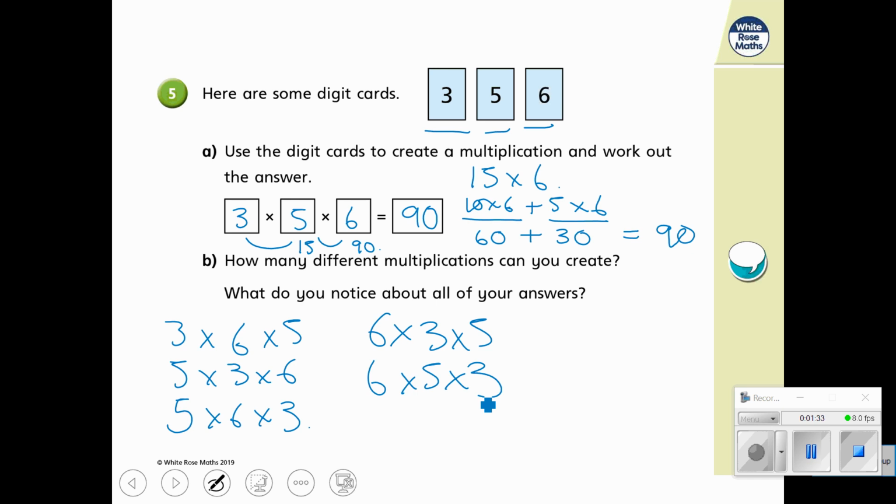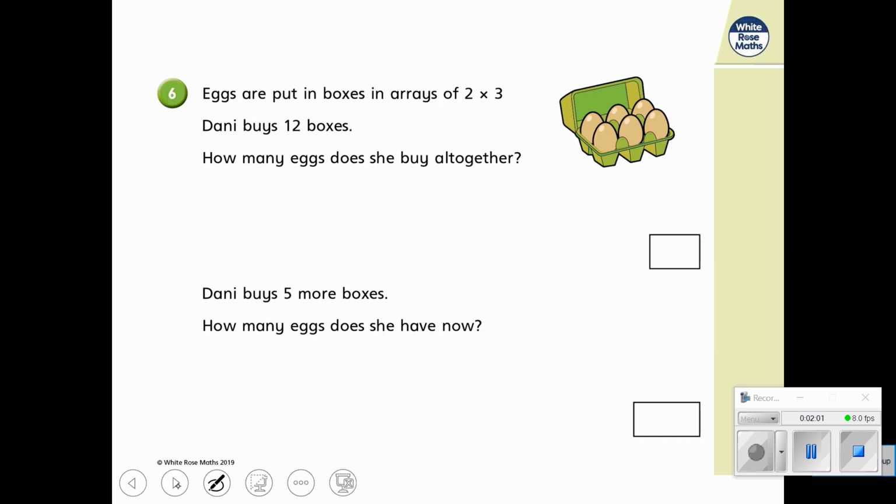Well, I've noticed that they're all the same. That's right, because here I've got 6 times 5, which is 30, times that by 3, and I get 90. Here I have 5 times 6, which once again is 30, multiply that by 3, which is 90. Here I have 5 times 3, which is 15, multiply that by 6, which is 90. So because of the law of commutativity, our answer will always be 90.